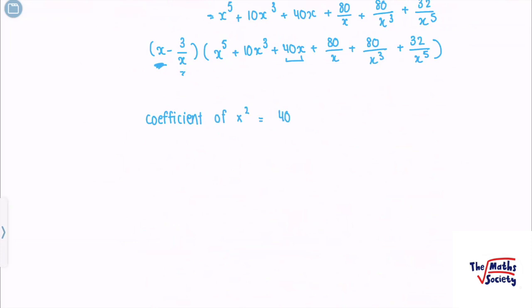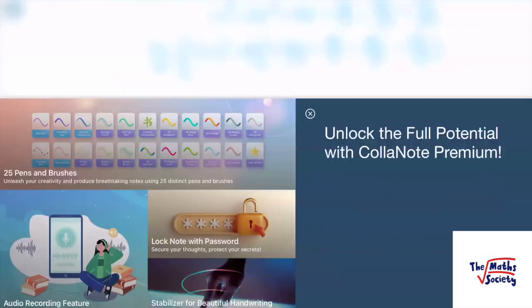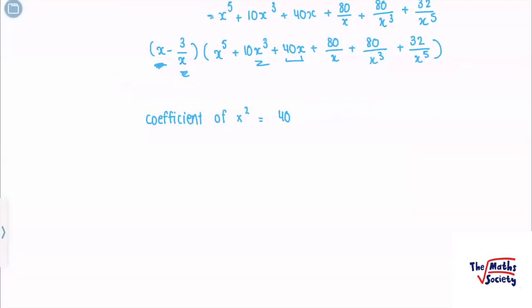And then you have 3 by x. If you divide it with x cubed, you get x squared as well. So that's what we're going to do. Because it's minus 3 by x, it's going to be 40 minus 3 multiplied by 10. So that's how you get 10. 40 minus 30, and that's it. So your coefficient of x squared is going to be just 10.